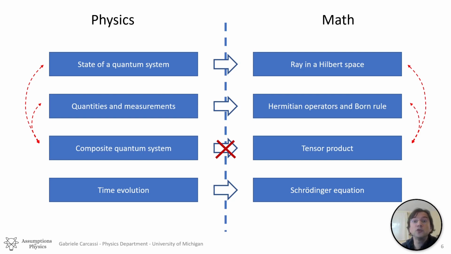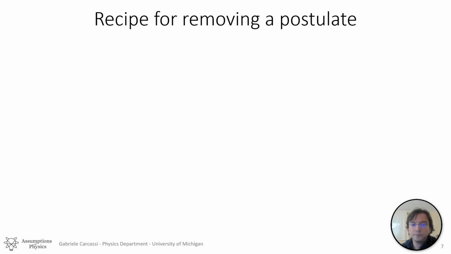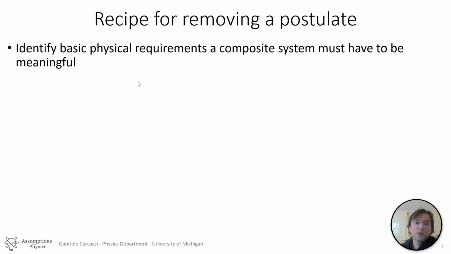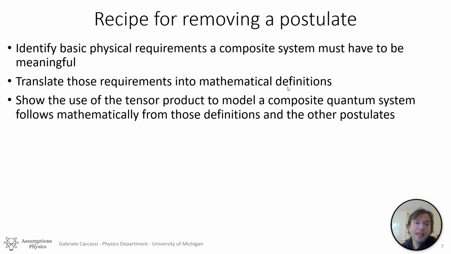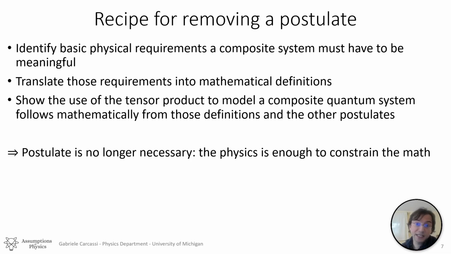So that's what we want to do, and that's what we're going to do. So here's the recipe that we want to follow. We want to identify basic physical requirements that a composite system must have to be physically meaningful. We want to translate those requirements into mathematical definitions. And then we want to show that the use of the tensor product to model a composite quantum system follows mathematically from those definitions and the other postulates. And if we're successful, the postulate is no longer necessary. The physics is enough to constrain the math.